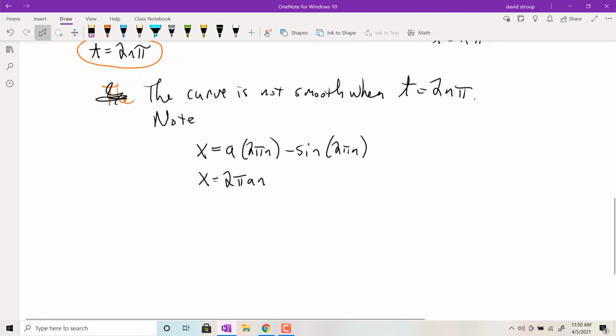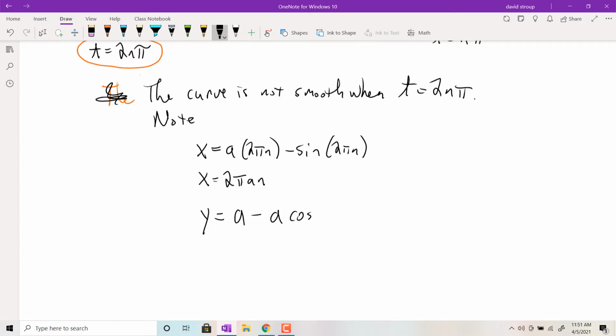So x would equal even multiples of pi a. And then the y value, a minus a cosine of 2 pi n. And cosine is 1 at those places, so it's going to be a minus a, which will equal 0.